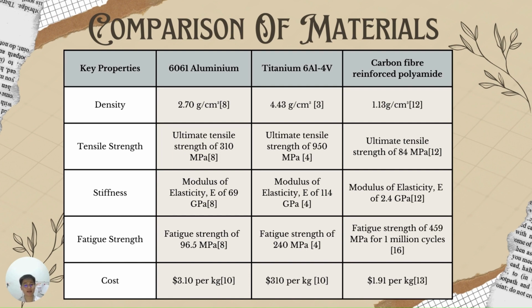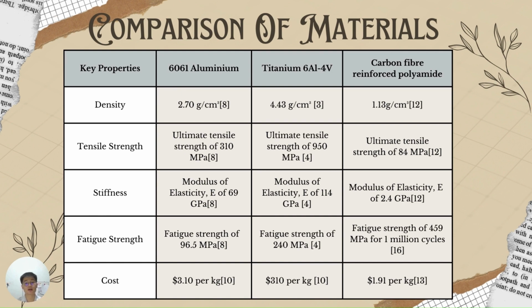So the density of PA6 is 1.13 grams per cubic centimeter, which is relatively lower than the density of both aluminum alloy and titanium alloy. It has a modulus of elasticity of 2.4 gigapascal, which indicates it has high resistance towards elastic deformation or bending. It also has an ultimate tensile strength of 84 megapascal, which means it can plastically deform more before the material fails due to overstressing. PA6 is also known for its good corrosion resistance to most alkalis and salt solutions.